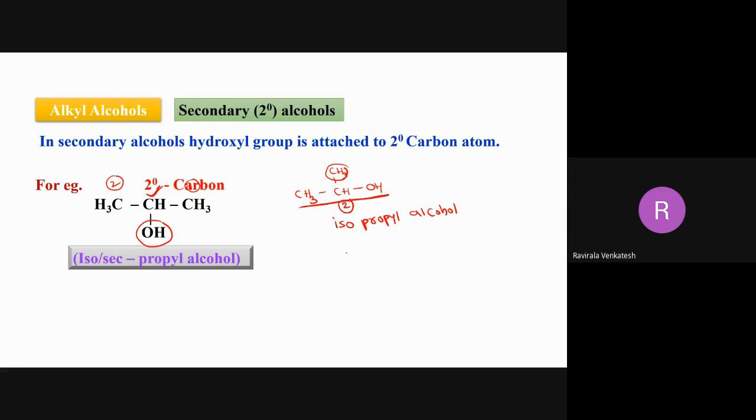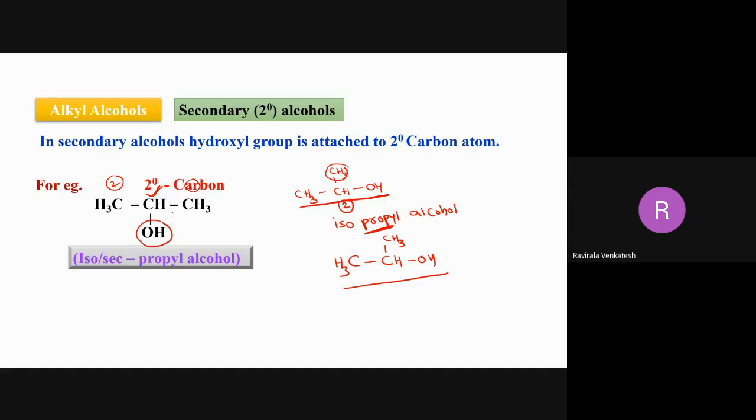How to make isopropyl alcohol: iso means take 2 carbons, and on the second carbon put a methyl group. The total carbons in propyl must be 3 carbons only. Now put 3 hydrogens here, put 1 hydrogen and the OH group. Isopropyl alcohol. All of you remember the isopropyl alcohol structure, which is very, very important for you.